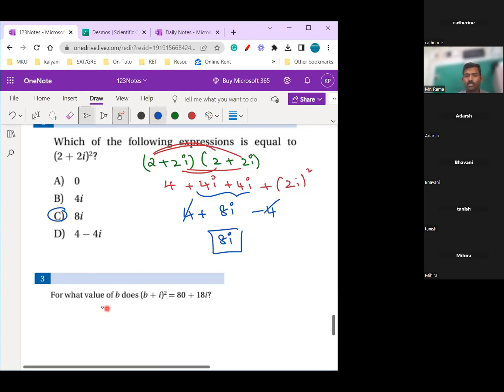Now, the next question is, what could be the value of b? When you square this, you're going to get 80 plus 18i. 80 plus 18i. Okay, let's give a try on this one. What could be the b value when you square that? So it could be equal to this. And what are the other values out there?